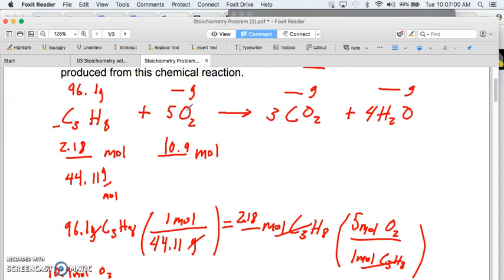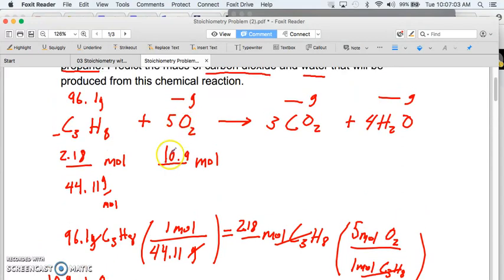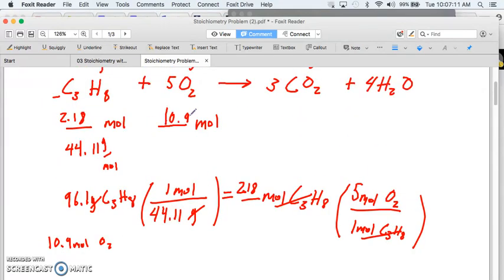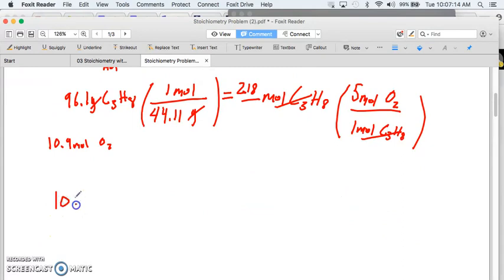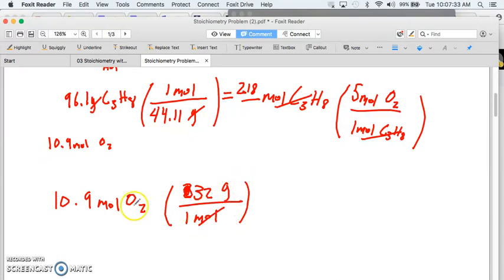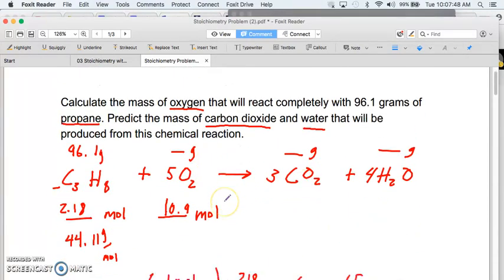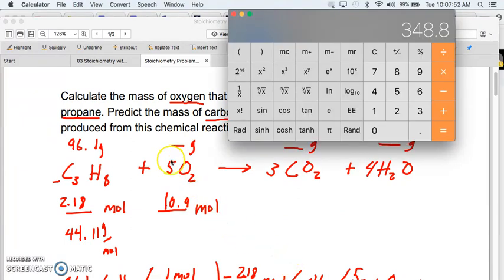So put that back up here. 10.9. So if I want to know the mass of the oxygen, I'm going to just go from moles back to grams, right? So the molar mass of O2, remember each O is 16, so O2 would be 32. So we've got 10.9 moles of O2. Okay, I want grams. Moles goes on bottom, grams goes on top, and it's 32 grams per mole. Mole is going to cancel. So we're going to do 10.9 times 32. So 348.8 grams of oxygen are required to react with our 96.1 grams of propane.